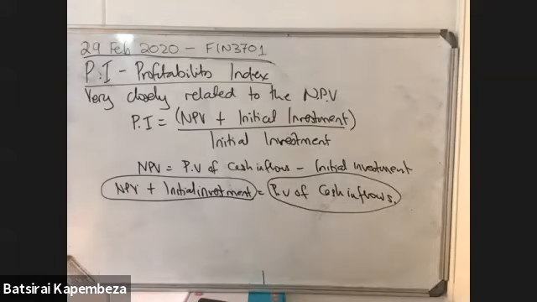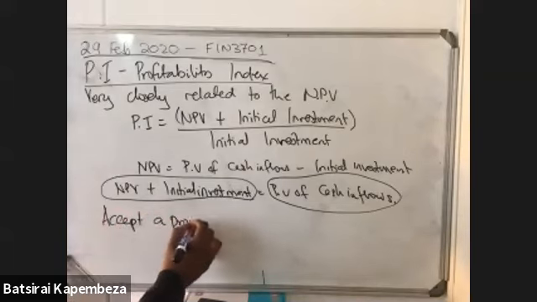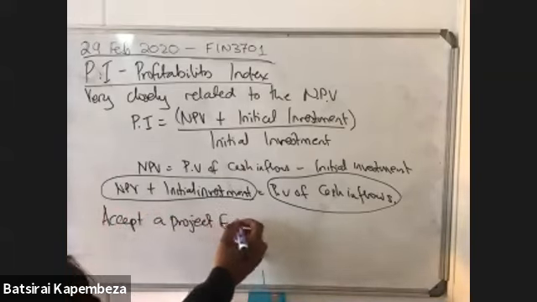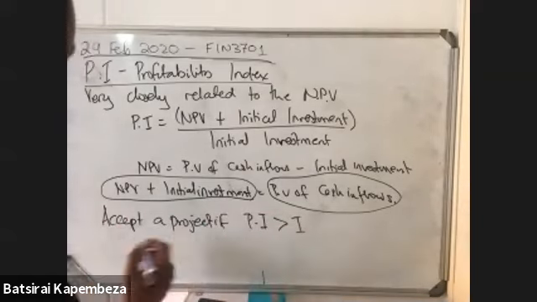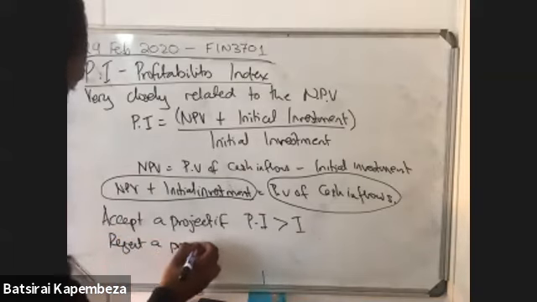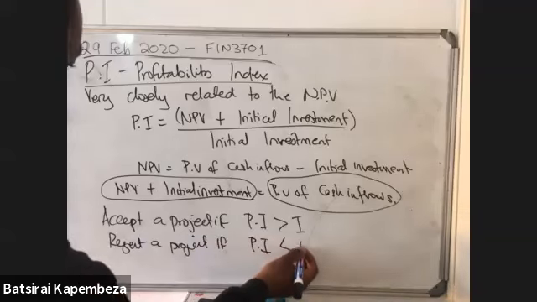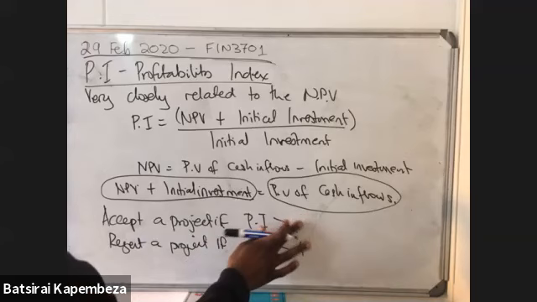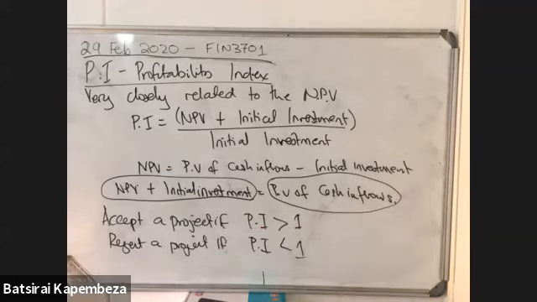And we accept a project if the profitability index is greater than 1, and we reject a project if the profitability index is less than 1. Okay.